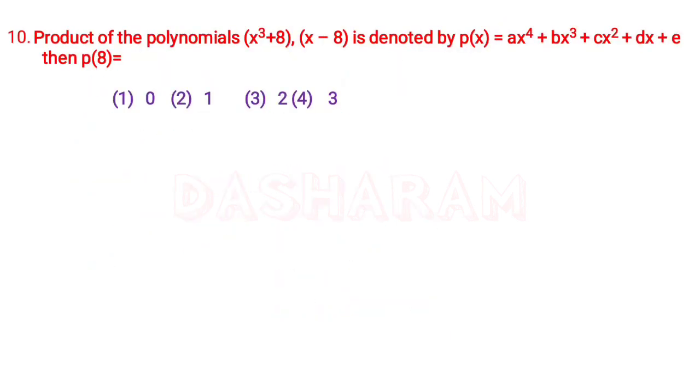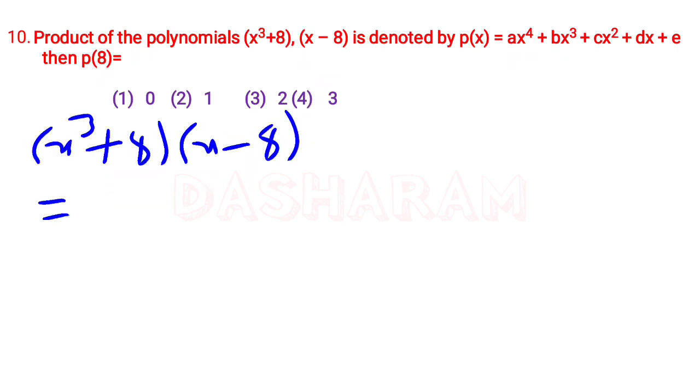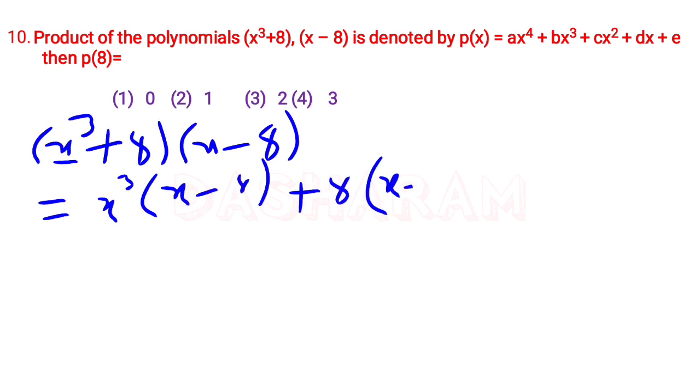Next, the 10th question: the product of the polynomials x cube plus 8 comma x minus 8 is denoted by p of x. Then what is p of 8? To find p of 8, first of all we need the polynomial p of x. How to get this polynomial? When you do the product of these two polynomials, it is equal to p of x. So let's do the product. Here the first term is x cube, so x cube into the second polynomial x minus 8. Second term plus 8 into x minus 8.